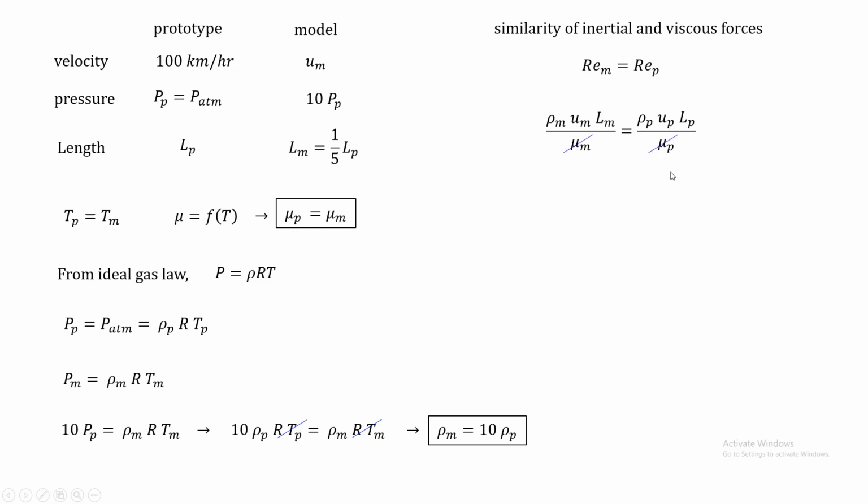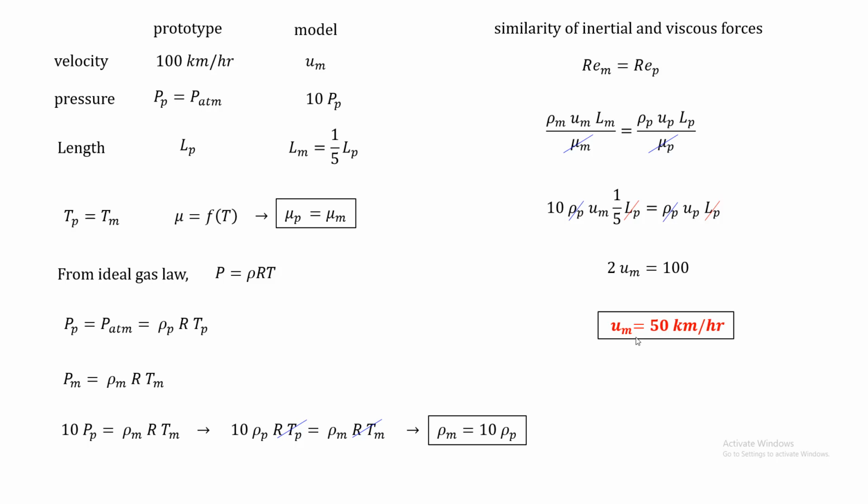So mu p is equal to mu m, let's cancel that, so we will end up only with the numerator. Instead of rho m, let's substitute 10 times rho p, and instead of Lm, let's substitute 1 by 5 into Lp, right? Now we have rho p on both sides, let's cancel that, and we also have Lp on both sides, we'll cancel that as well. Then we'll end up with 10 Um by 5, which gives 2 times Um equal to Up, right? So 2 times Um is equal to 100, which is Up, the aircraft's velocity. Then the model's velocity will become 50 km per hour.